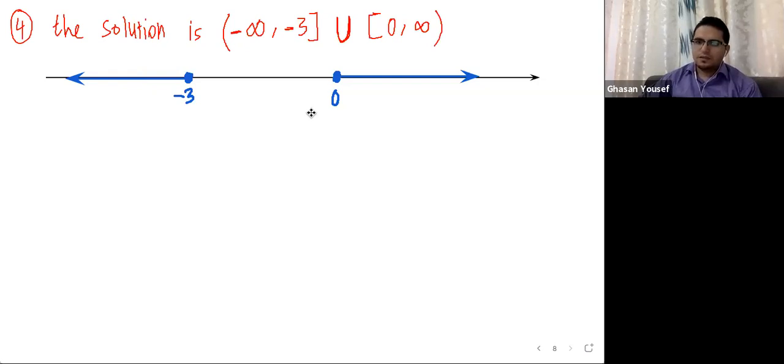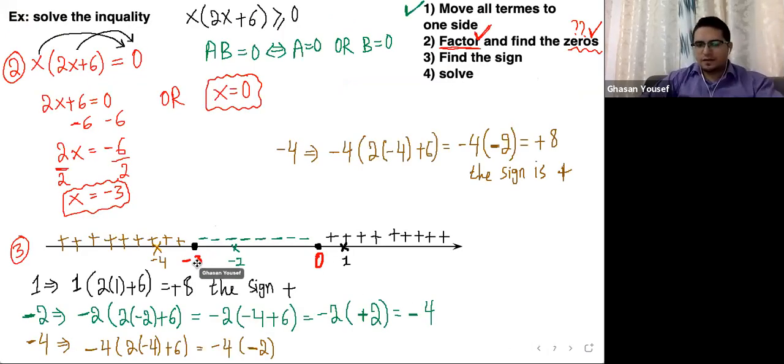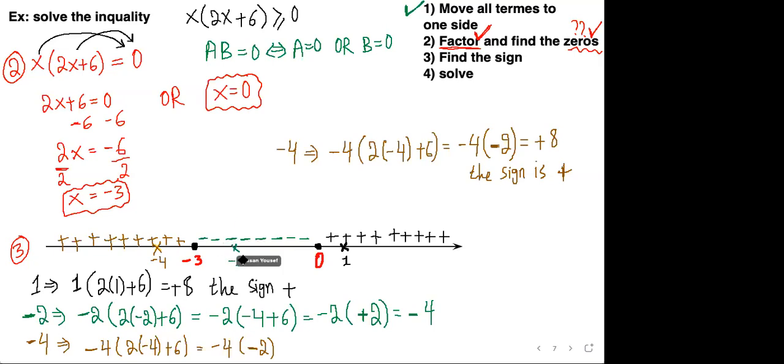Here I get a question. Can you please explain why you did not include any number between -3 and 0? What is the sign between -3 and 0? I think I can explain it a little better. Any number from -3 to 0, when you plug it into the original equation, doesn't make it a true statement. I think this is correct.